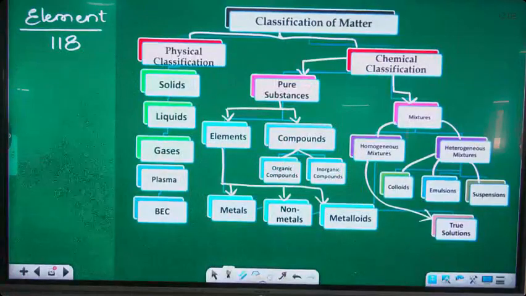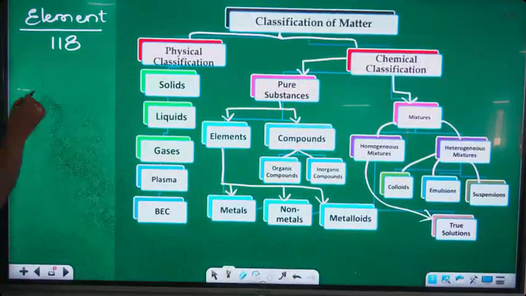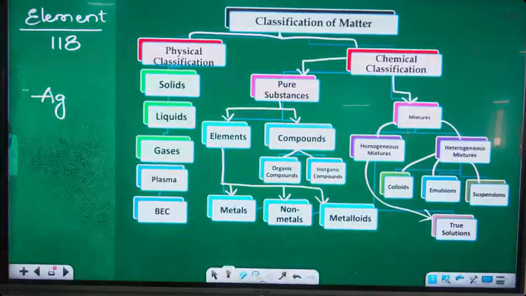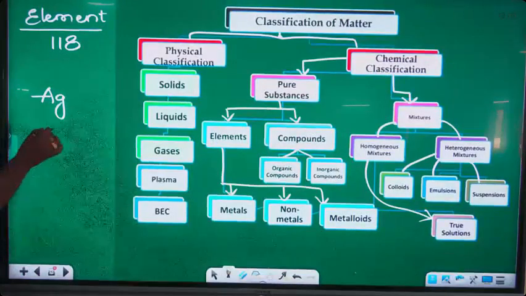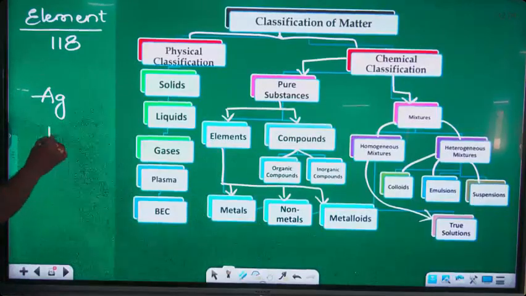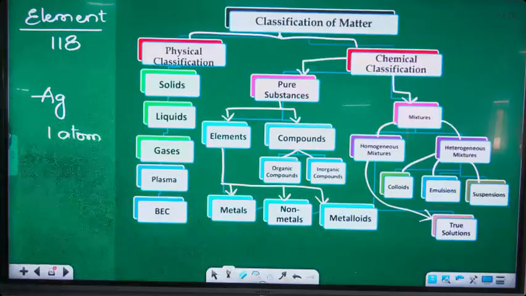Now the question is, what is an element, what is a compound. Right. Now for example, suppose I am talking about the case of silver. Can we see silver? Can we use silver? Yes. But can we see 1 atom of silver? Is it possible to see 1 atom of silver?